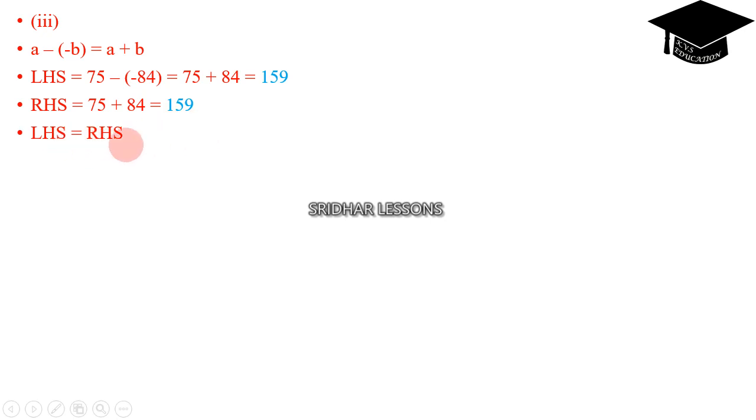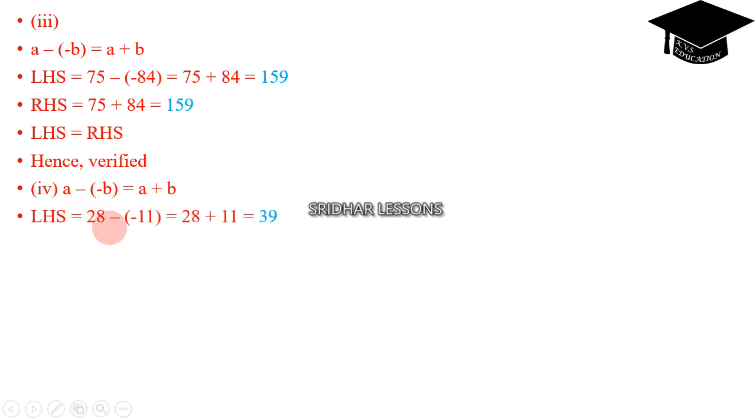So here LHS is equal to RHS, verified. Fourth question, the value of A is 28 and the value of B is 11. So LHS is equal to 28 minus of minus 11, that is 28 plus 11, 39. RHS is equal to 28 plus 11, 39. So LHS is equal to RHS, verified.